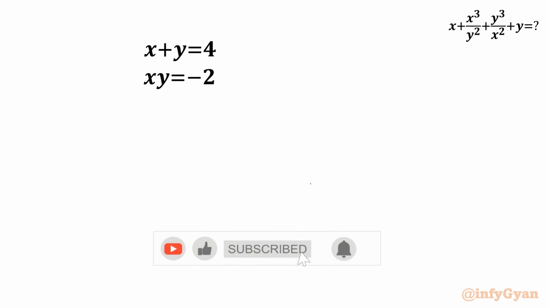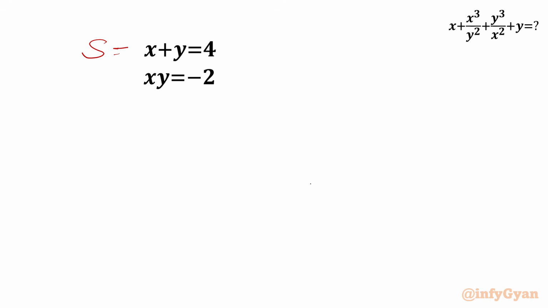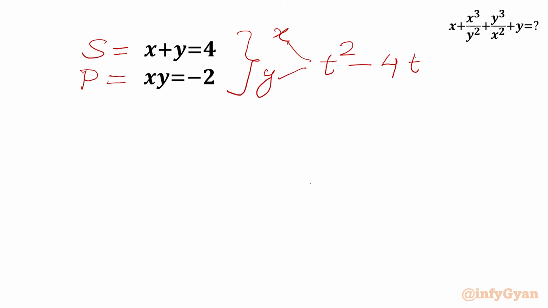So let us think about one quadratic equation whose roots are x and y. Then here we have the sum of roots, x plus y equal to 4, and x times y equal to minus 2. This is the product of roots. Let's write the quadratic equation in variable t whose roots are x and y. Then we can write t square minus sum of roots 4t plus product of roots minus 2 equal to 0. We'll add 4t plus 2 to both sides and we can write t square equal to 4t plus 2.